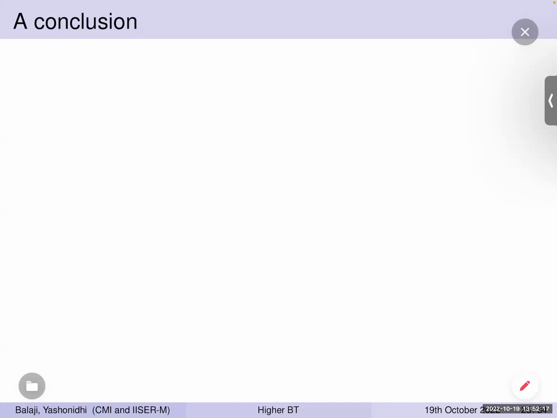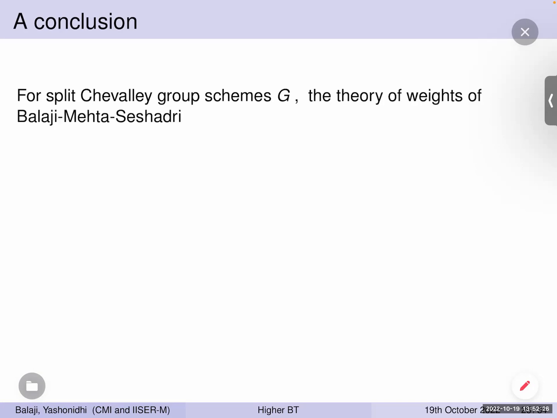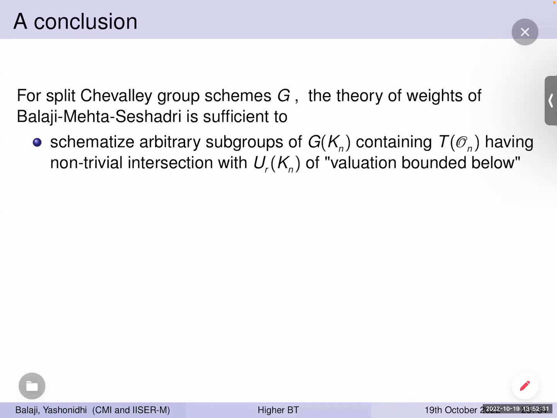So now here is a conclusion that I wish to draw. For split Chevalley group schemes G, the theory of weights of Balaji, Mehta-Seshadri is sufficient to schematize arbitrary subgroups of G(K_n) containing O_n-valued points of the maximal torus and having non-trivial intersection with the root groups U_α(K_n) of valuation bounded below uniformly, as well as to solve the extension problem over A_n over O, of course, in large characteristic.